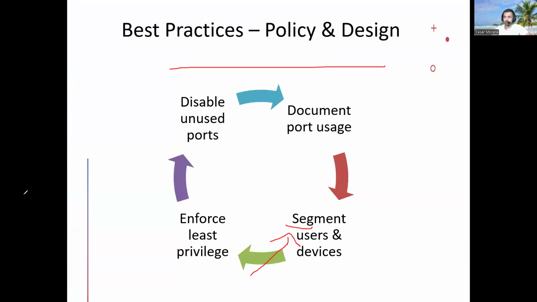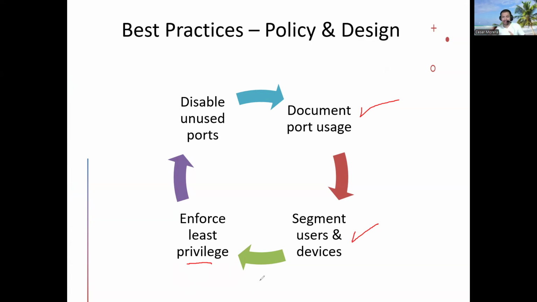Let me clear the drawing for a moment. And best policy and design. So these are some of the best recommendations that we can currently have for a good design. Document port usage. That is one of them. Segment users and devices. Enforce least privilege, meaning that you need to have the correct roles.